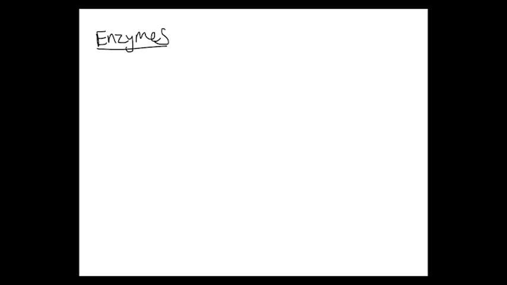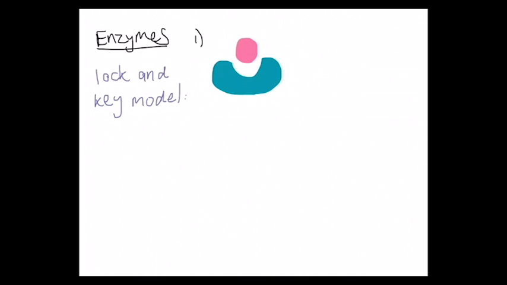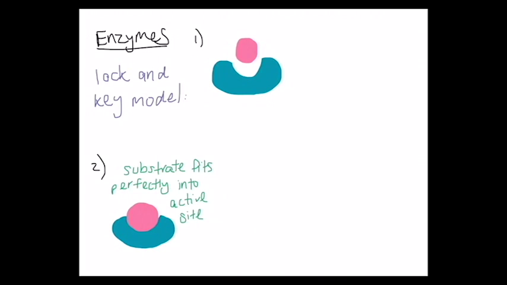There are 2 different models of the process that occurs between the enzyme and substrate. One is the lock and key model. In this model, the fixed shape of the active site matches perfectly with the shape of the substrate, and the substrate fits right in like a key in a lock.